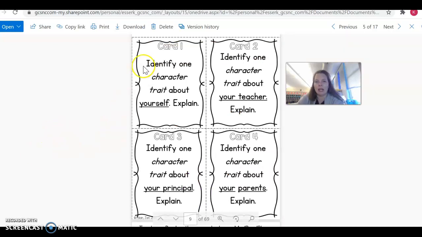The first card says, identify one character trait about yourself. So if I was going to describe myself, a character trait that's on the inside of me, not something you see on the outside, I would say that I am very organized. If you ever come to my house, things are where they're supposed to be. Even at school, you should notice that Miss Esther has her stuff organized and neat and clean. It's not a very messy room, okay?